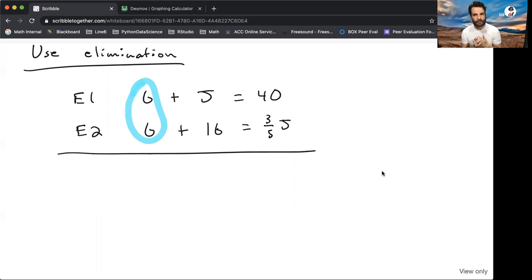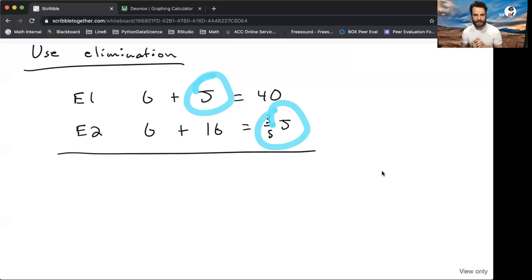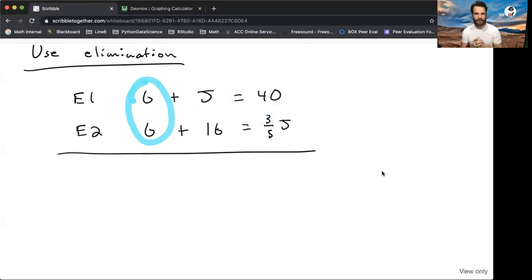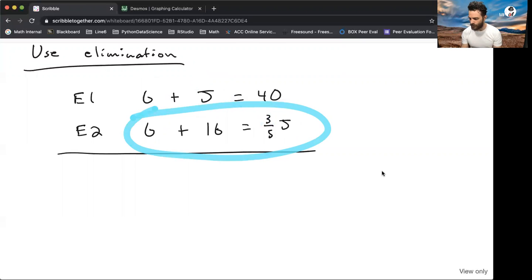letters to cancel. You could get the G's to cancel. You might be in line to get the J's to cancel. If you look at this, it looks like the G's are perfectly lined up to cancel. But in order to get them to cancel, one of them should be positive and one should be negative. So what I propose doing is negating all of equation 2.